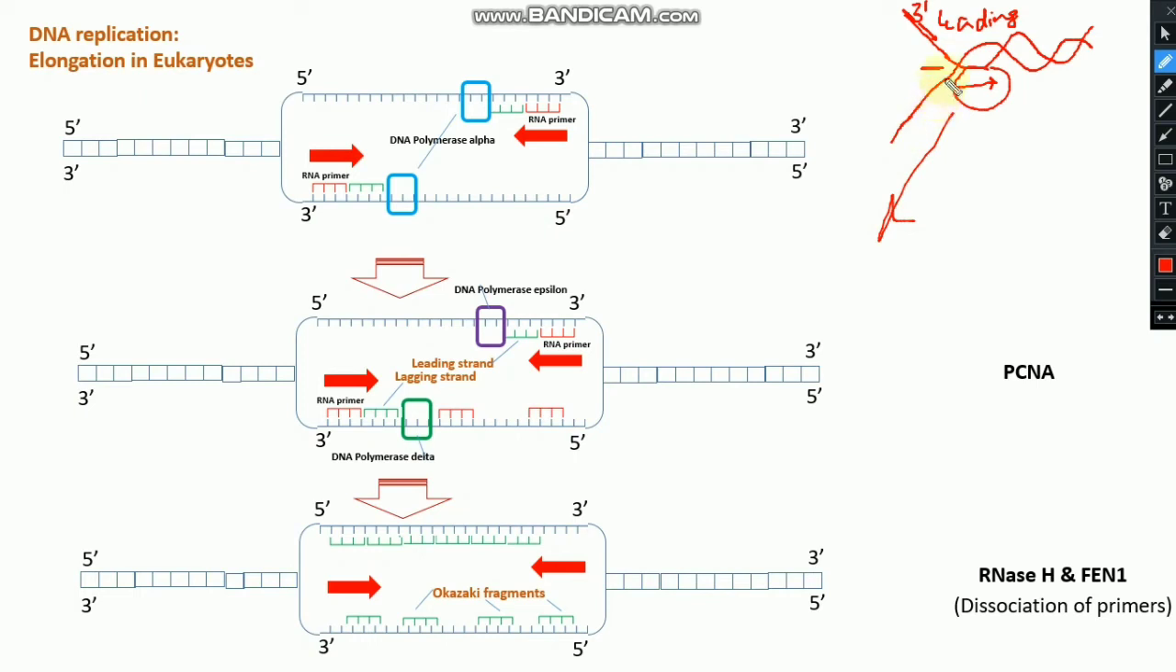So what happens here? Upon unwinding this DNA strand, one stretch of the DNA comes, and then a primer binds somewhere here in the 3' region. After that, the DNA polymerase comes and synthesizes this new strand, right? The next step will be clear if I draw it completely.